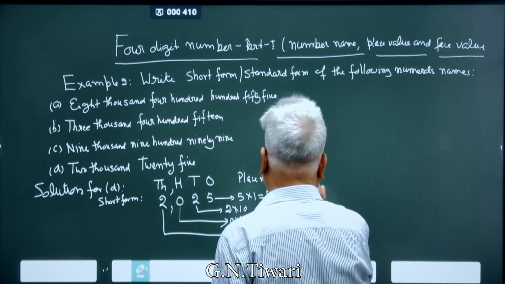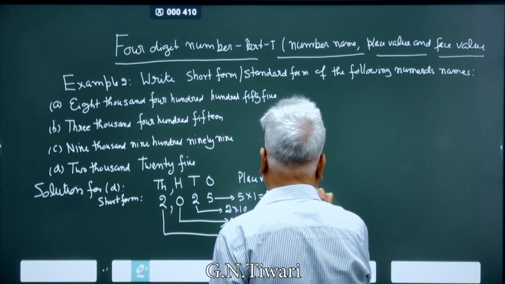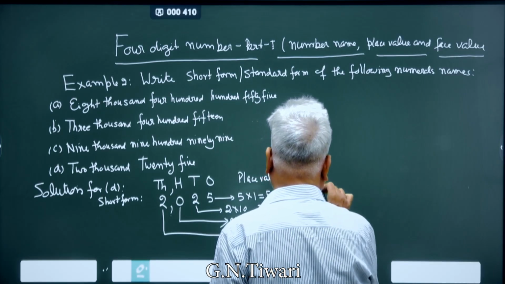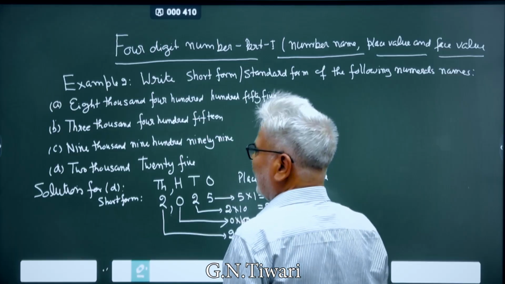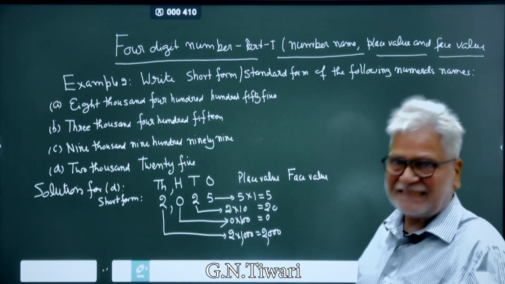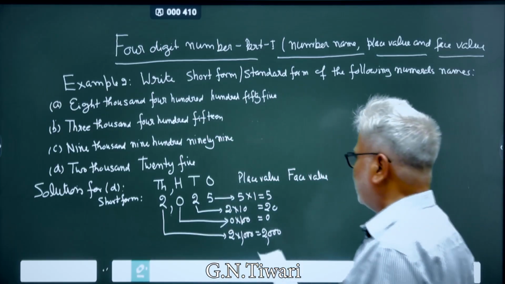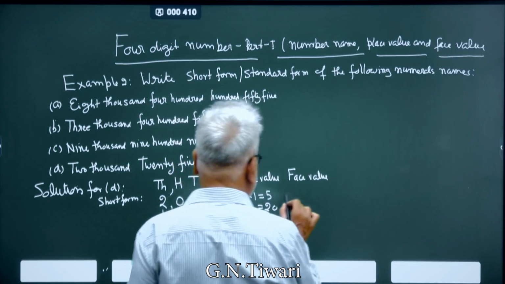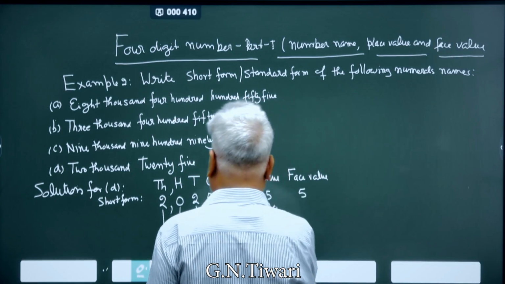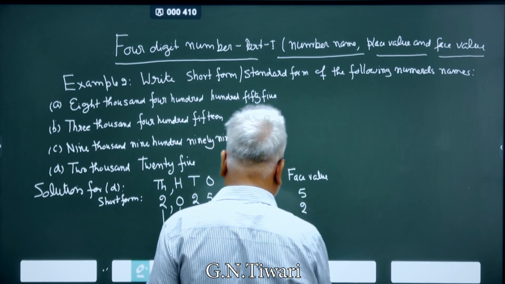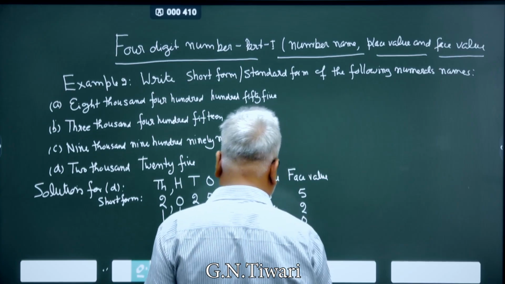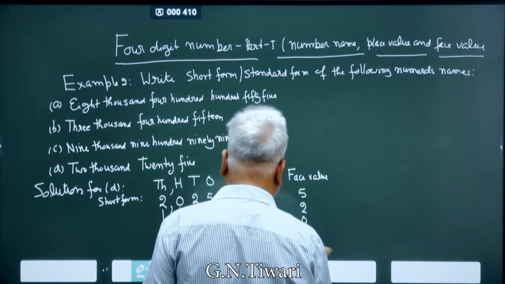Face value is a similar way. Face value is the digits representing the position. So ones is represented by 5, tens is represented by 2, hundreds is represented by 0, and again 2 is represented by 1000.